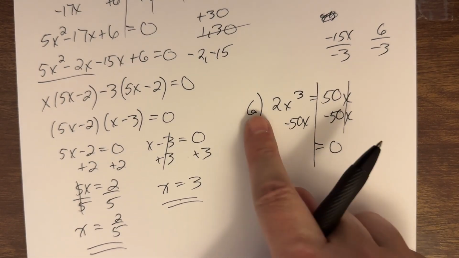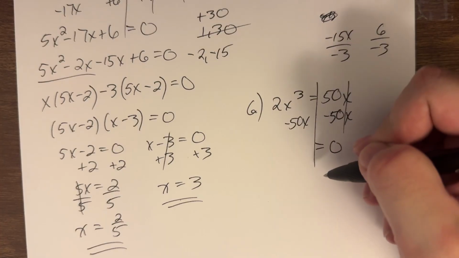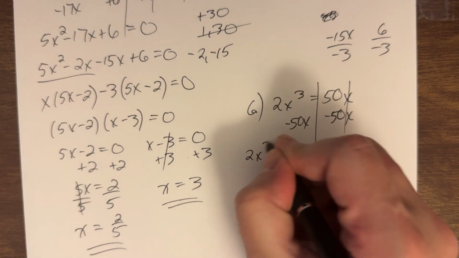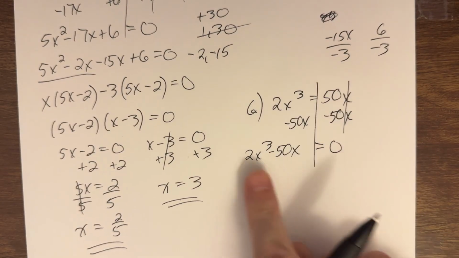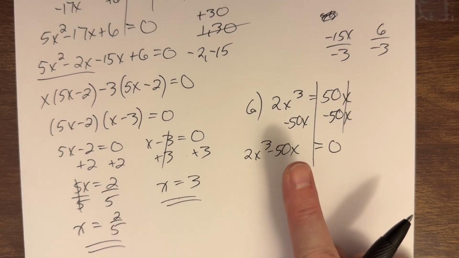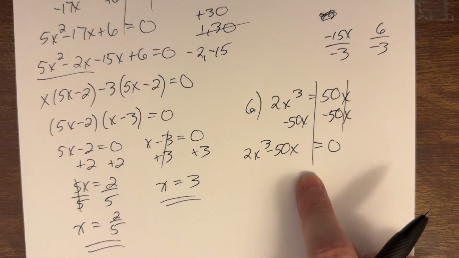Left side, not like terms. So that's where I could slide this over, but still have my arrow to make it clear it's on the left side, but these are not like terms. 2x cubed minus 50x. Now I'm ready to factor. I see a GCF here.